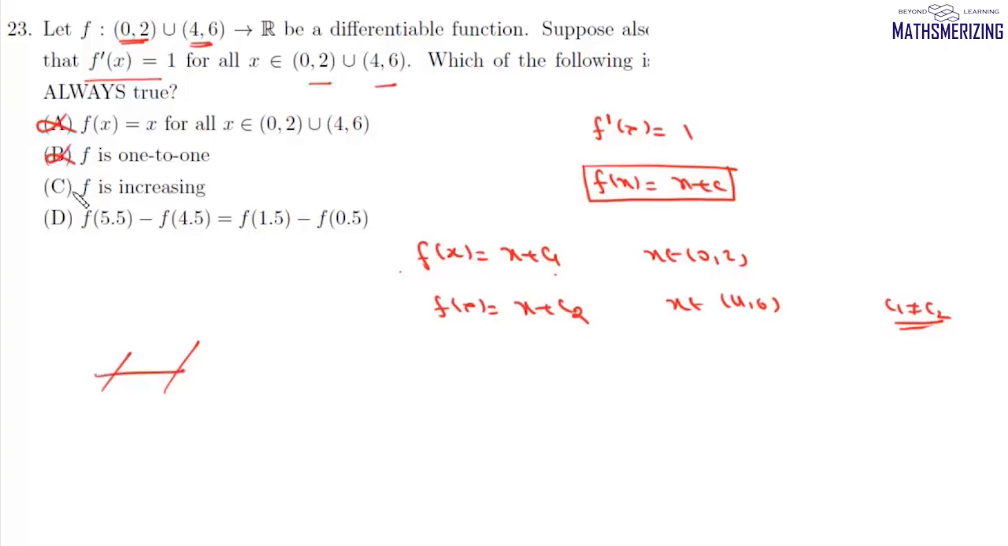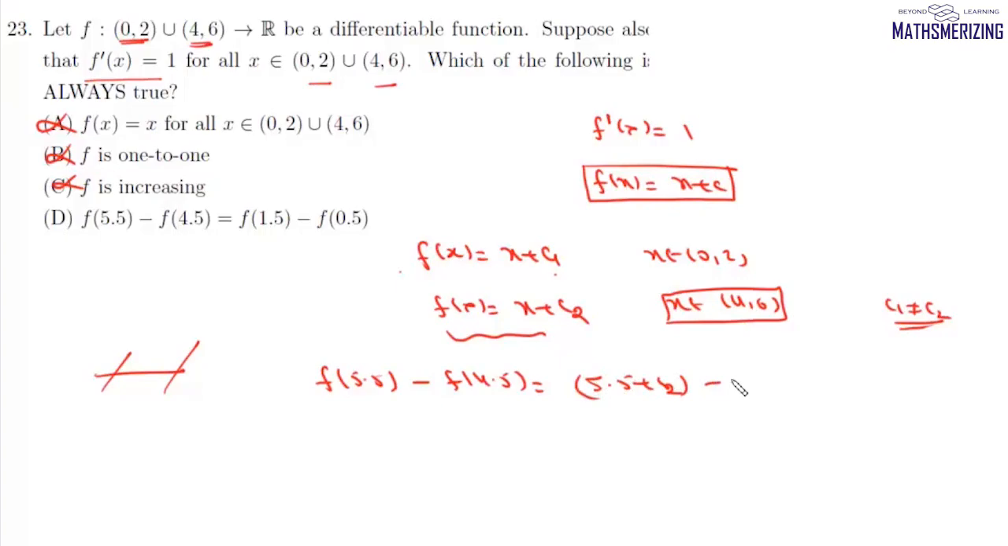In the same way, for different values of c1 and c2, this function may not always be an increasing function. But what we do know is when x lies between 4 to 6, this is the definition that we are going to use. So if we look at f(5.5) minus f(4.5), it'll be 5.5 plus c2 minus 4.5 plus c2. Here c2 will cancel. So this value is equal to 1.